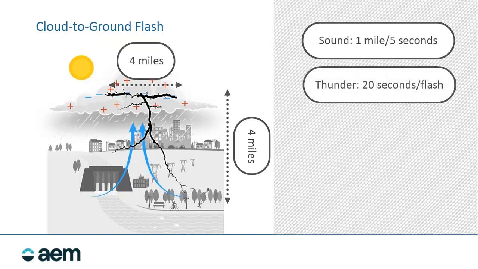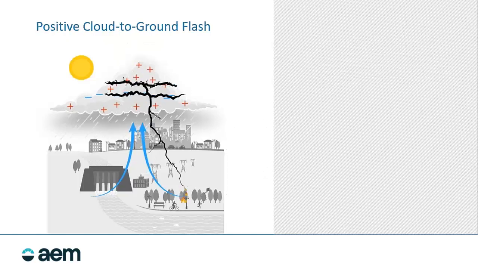So in our example, where we have about a 4-mile long channel of lightning, it would take about 20 seconds for that flash to move through. So you'd hear the thunder rumbling for maybe 20 seconds as that whole channel of lightning propagates. So think about thunder as a sound wave that is the byproduct of lightning.